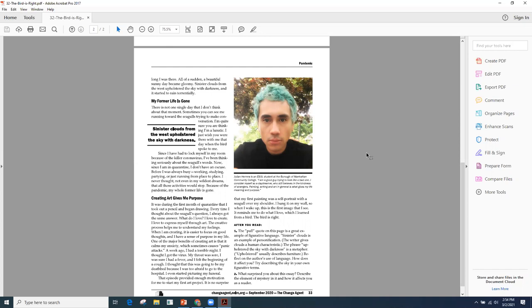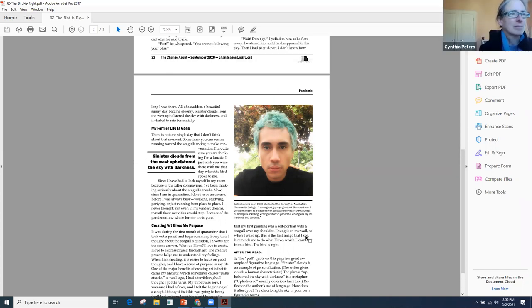And it's really this quote, "sinister clouds from the west upholstered the sky with darkness." It's really powerful in many ways, but I like how the article at the end goes to, and obviously this would be for an advanced English learner, what is figurative speech? What is personification? What is metaphor? And goes into a breakdown of that sentence, which is really helpful.